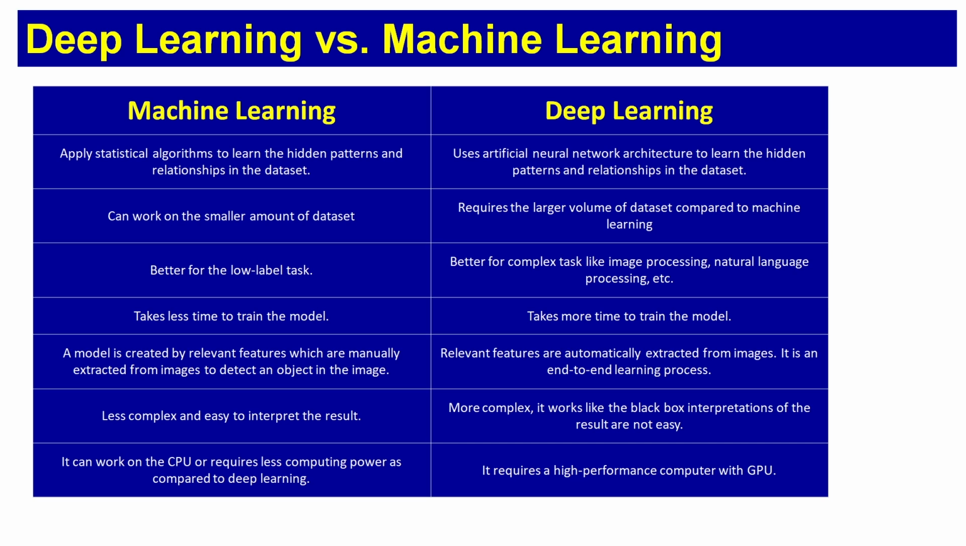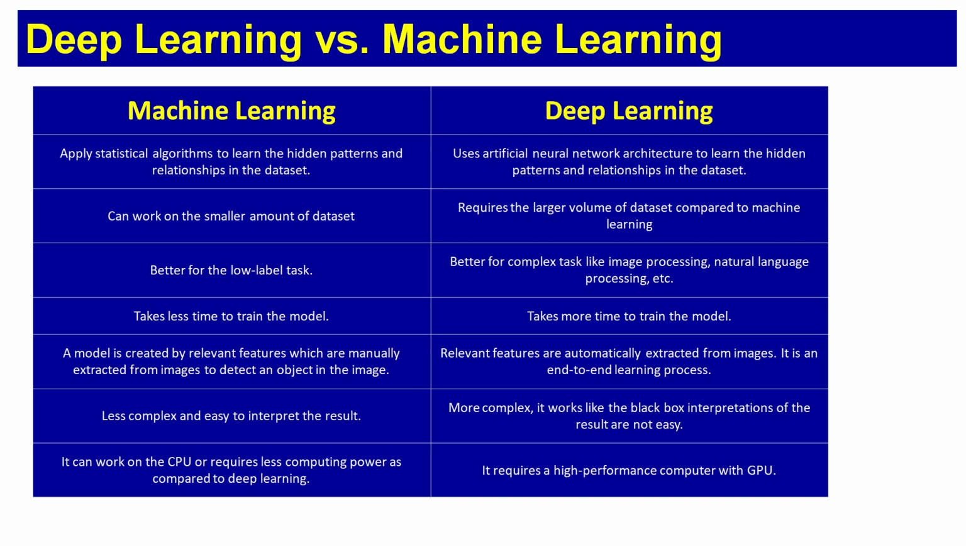That is why it will take a lot of time to learn, but in deep learning predictions are faster. The model in machine learning is created by relevant features, which can be manually extracted, and then you do the feature engineering. But here features are automatically selected. So it is basically an end-to-end learning process. There is no manual extraction of features, and that is why it is less complex and the results are easy to interpret.